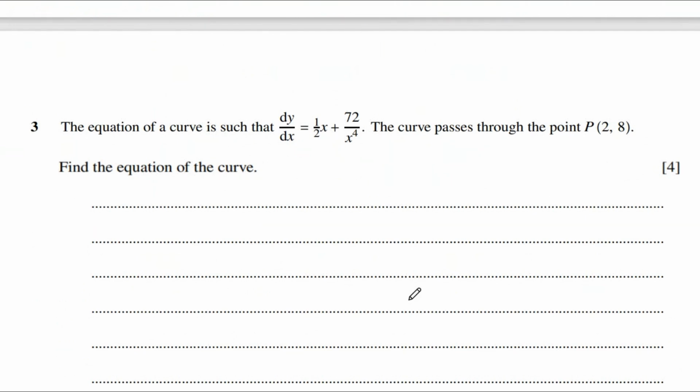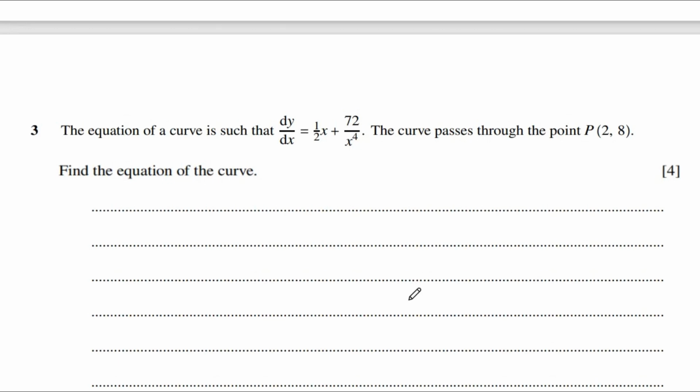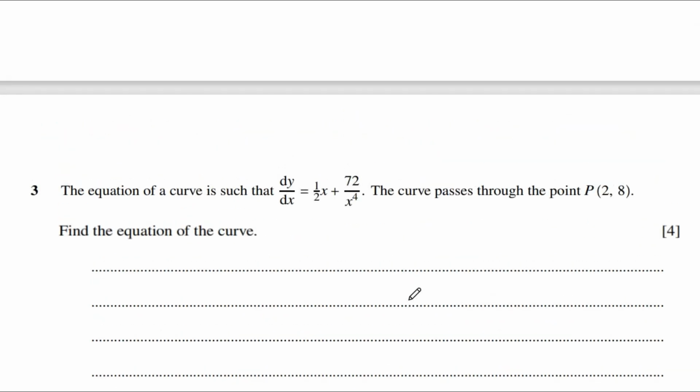The next question is, the equation of the curve is such that dy by dx equal to 1 over 2x plus 72 divided by x power 4. The curve passes through the point (2, 8). Find the equation of the curve. So this is similar to the previous question. We need to integrate this one to get the equation of the curve.